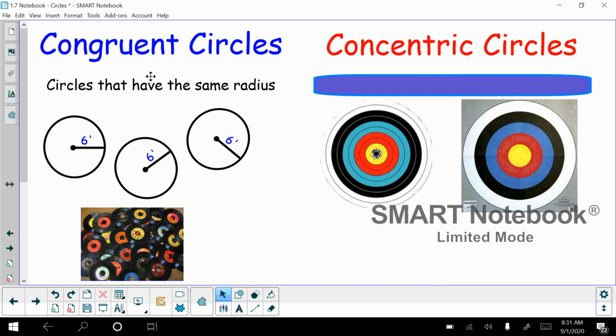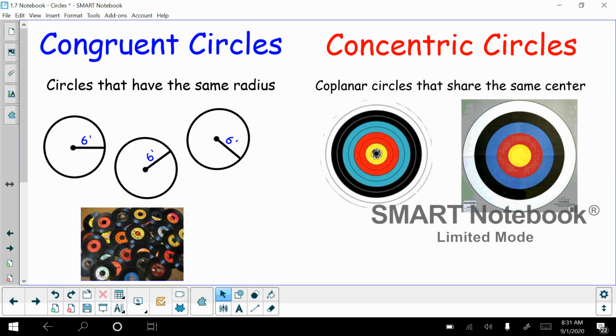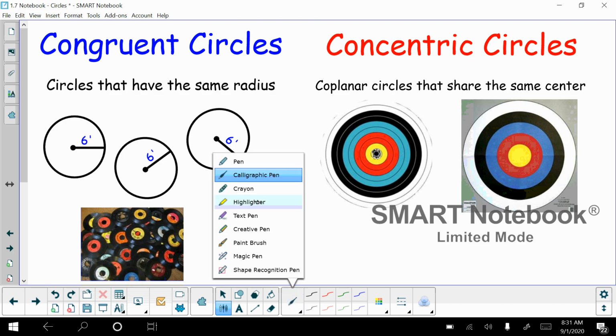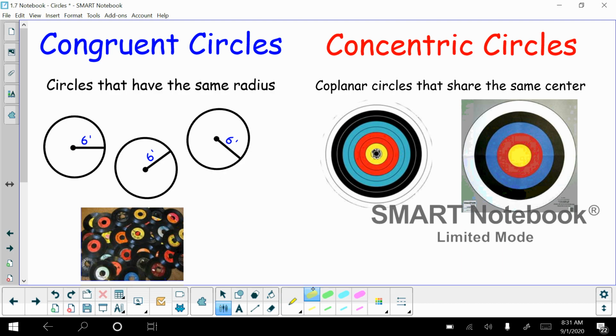Congruent circles, you've heard of congruent before. These are just going to be circles that have the same radius. Concentric circles, this should be different or new to you. Concentric circles means they're going to be coplanar circles that share the same center.